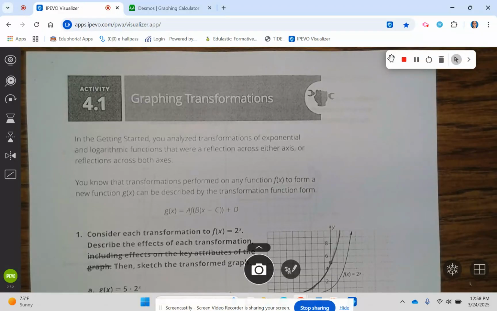4.1, graphing transformations. In the Getting Started, you analyzed transformations of exponential and logarithmic functions that were a reflection across either the x-axis or reflection across both axes. You know that a transformation performed on any function f of x to form a new function g of x can be described by the transformation function g of x equals a times f of b of x minus c plus d.